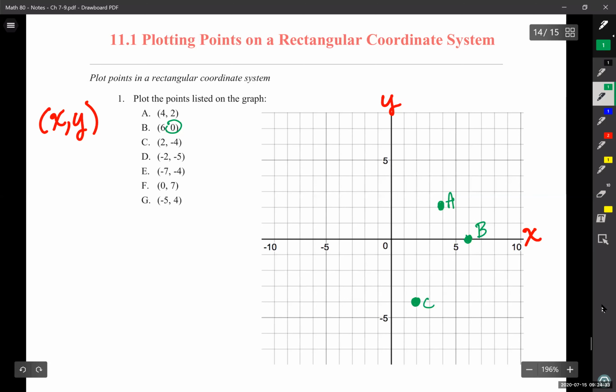All right, I'm getting rid of my mouse because I don't know if you could actually see that anyways. For D, we start with a -2. Remember, on the x-axis, negatives go to the left. So I'm going to go left 2. And then up and down, -5 is going to go down. So I go 1, 2, 3, 4, 5, and I end up right there at -5.